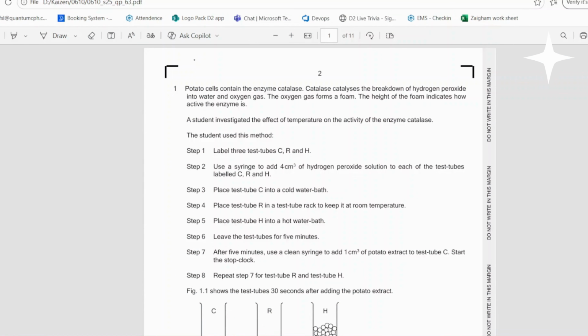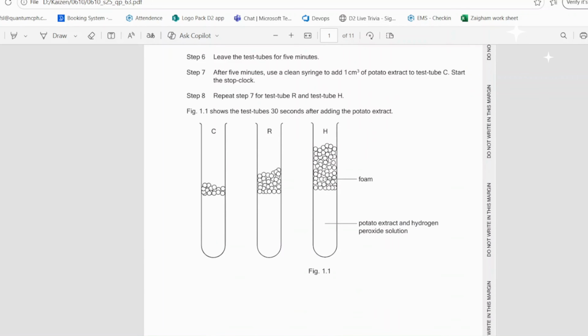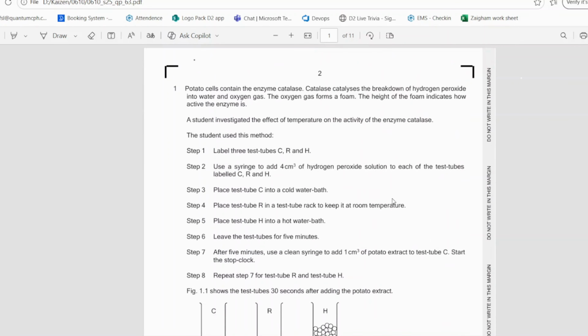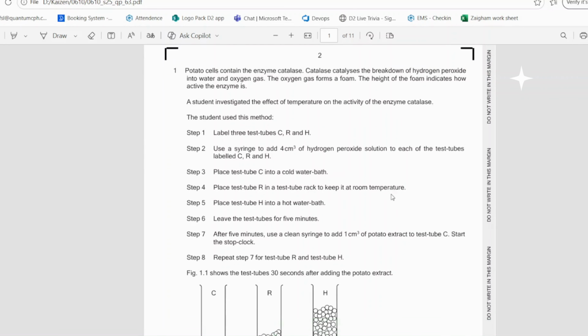The question is simple. They just asked about the activity of catalase in the three different test tubes, C, R and H, and then they find the height of the foam that is produced. What is this foam made up of basically? Read the first line again. Yes, so this one is oxygen gas.